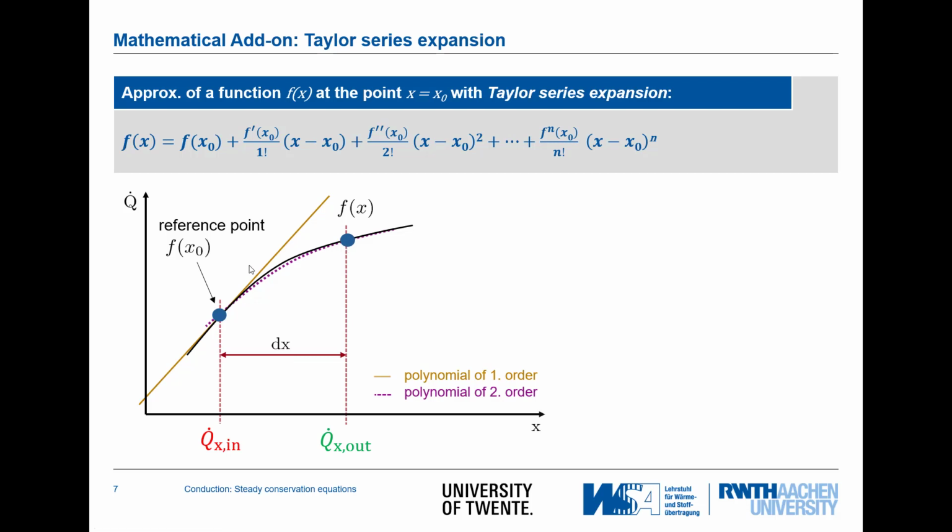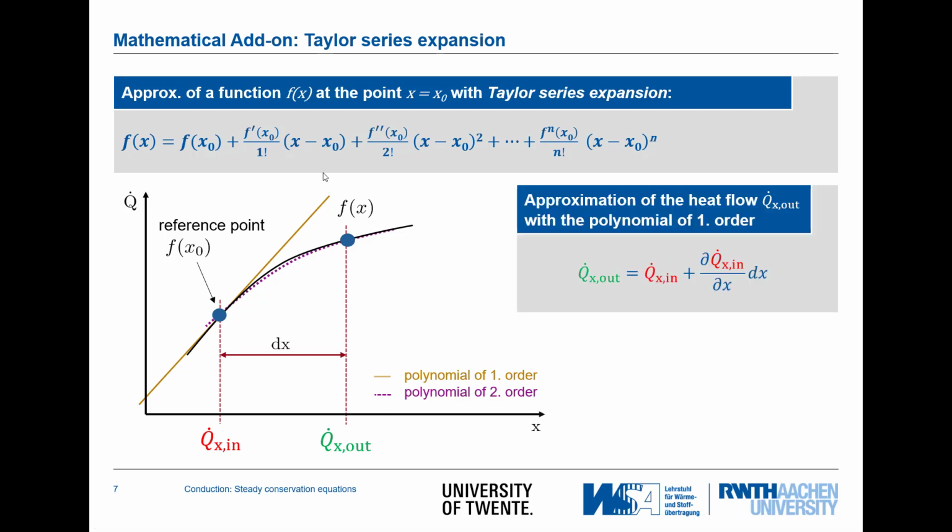We see that this is on a numerical side interesting. If we increase this distance, or if we want to have a larger distance to approximate a function very well, we can use higher order differentials or a polynomial of higher order. For the derivation of the energy equation, it is totally sufficient to assume that dx is very small, and as such we can approximate the outgoing heat flux by the ingoing heat flux plus the change of the ingoing heat flux times this infinitesimal element dx.